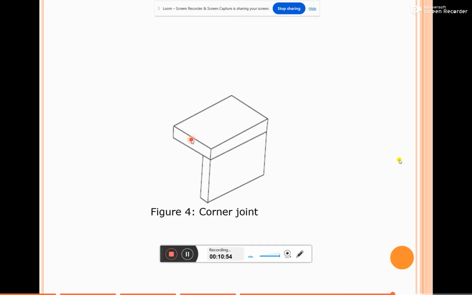As already mentioned, a corner joint is obtained by joining the edges of two plates whose surfaces are at an angle of 90 degrees. Then such a type of joint we'll call the corner joint.